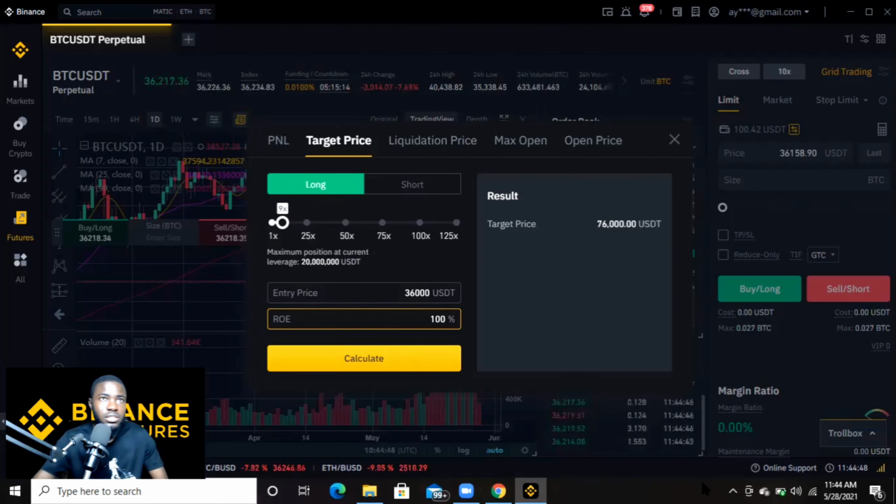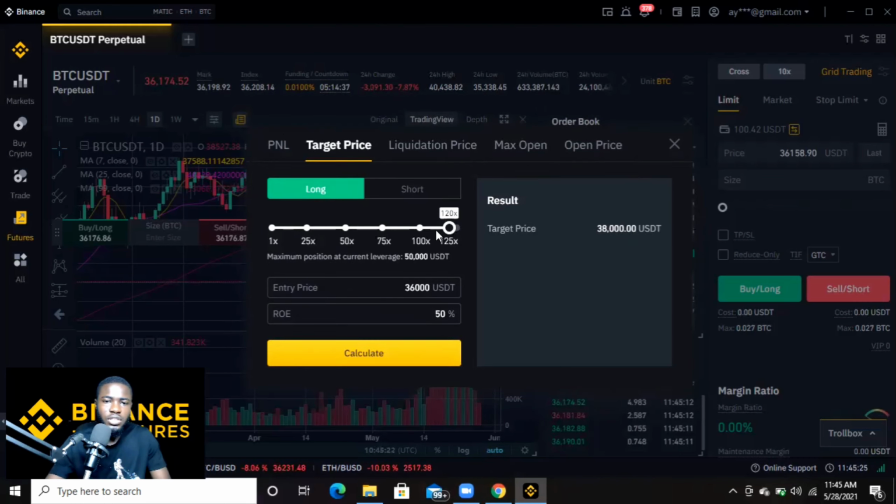To make certain returns, right? So if I want to make 100%, let's calculate that. I would need BTC to go to $40,000. If I want to make 50%, let's calculate that. So BTC will need to get to 38,000. So this really helps you to calculate the profits you would make, and what price the instrument has to get to for you to make that profit.